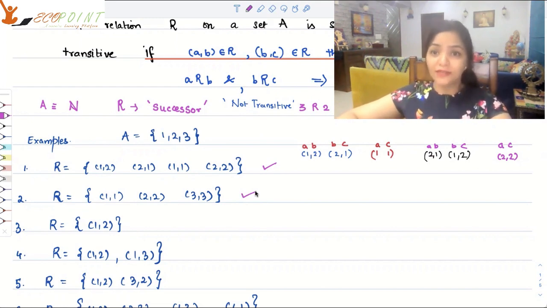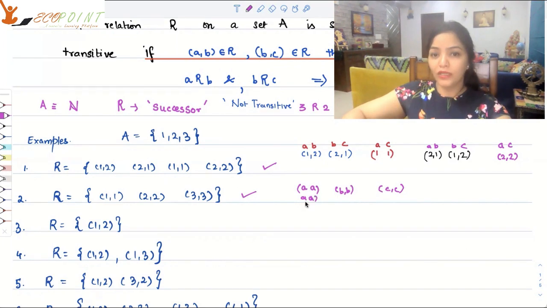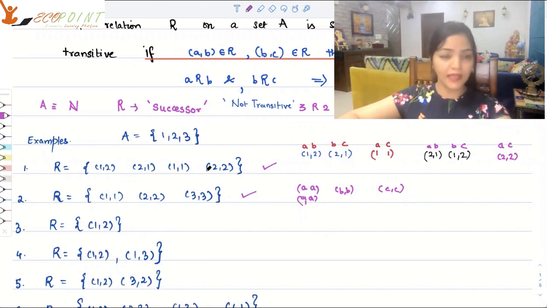Even for not transitive, what do you require? You require the prerequisite to happen, and then the result is not happening. Here you have A, B, B, C, C. To be able to comment on transitivity, with AA you would require something which starts with A. Nothing is starting with A, so the prerequisite itself is not getting satisfied. This is a transitive set because I cannot prove that this is not transitive.